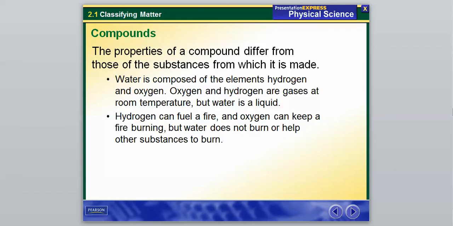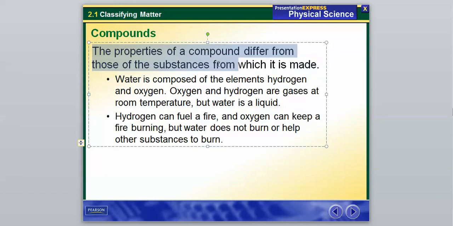Our example is that water is composed of the elements hydrogen and oxygen, so H2O. Oxygen and hydrogen are both gases at room temperature. However, water is a liquid. That goes to the fact that the properties of a compound are different from the substances from which they're made, because 2 things that are gas at room temperature come together to form a liquid at room temperature.